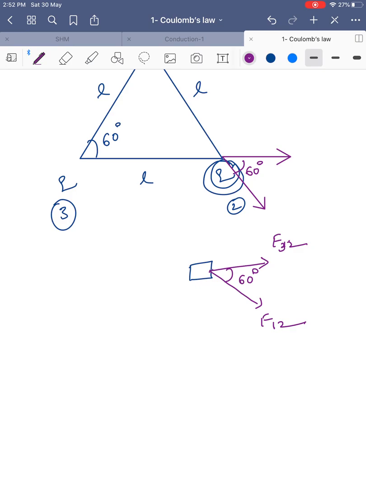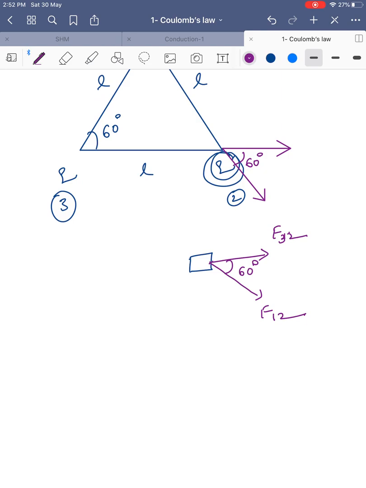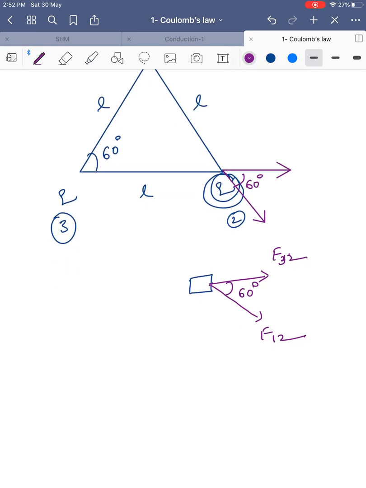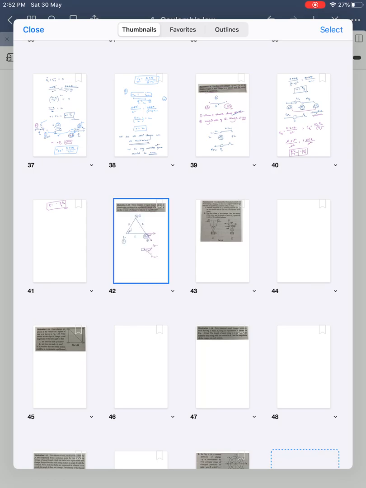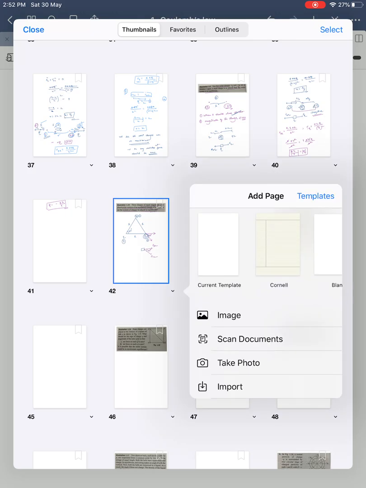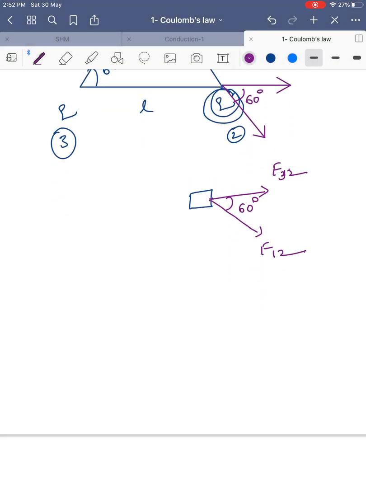If you add the vector sum of these two forces, you will get a resultant force. But our question is that we should not get any force. The net force should be zero for the system placed in equilibrium. So the system should be in equilibrium. In what sense will it be in equilibrium? Okay, let's wait a minute. First get the force.